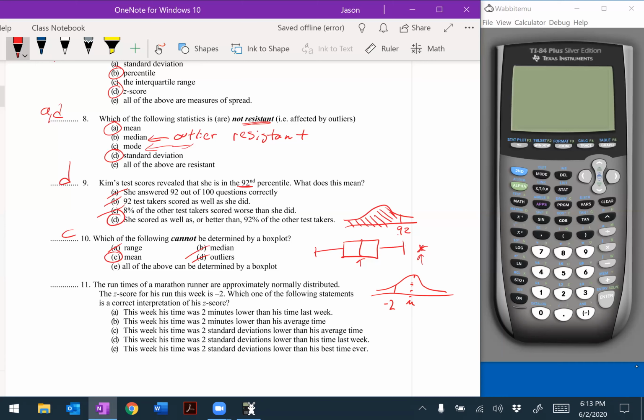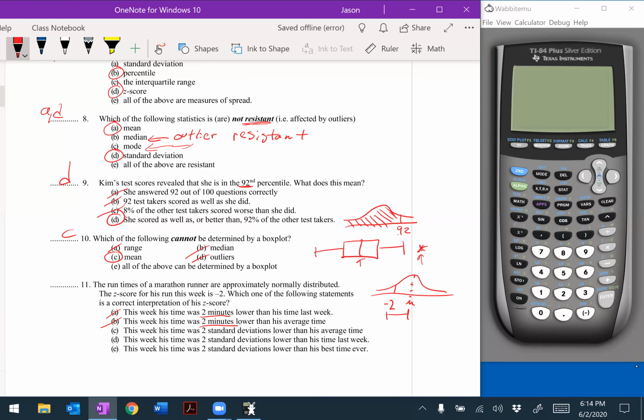This week his time was 2 minutes lower. No. Okay, this is 2 standard deviations lower, not 2 minutes lower. We don't know how fast he ran. This week his time was 2 minutes lower than his time last week. Nope. This week his time was 2 minutes lower than his average time. Nope. Okay, not 2 minutes.